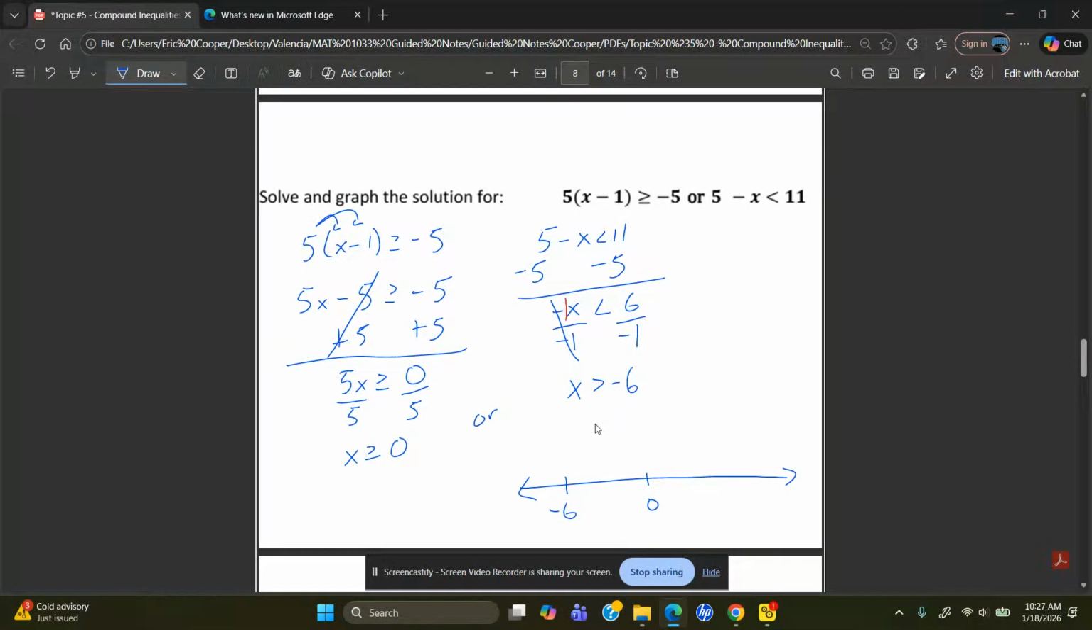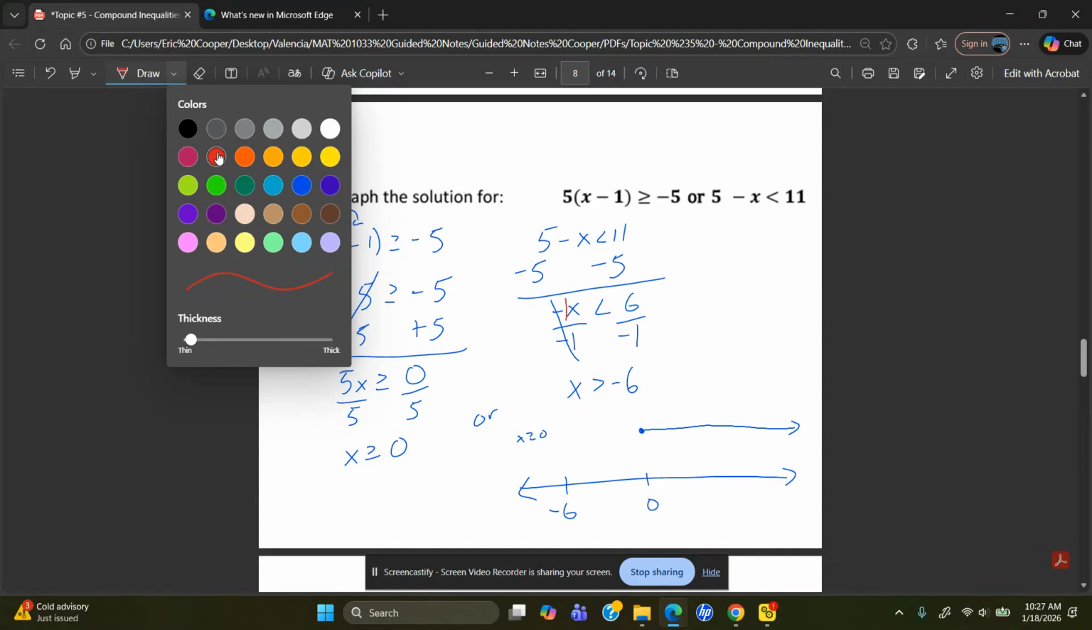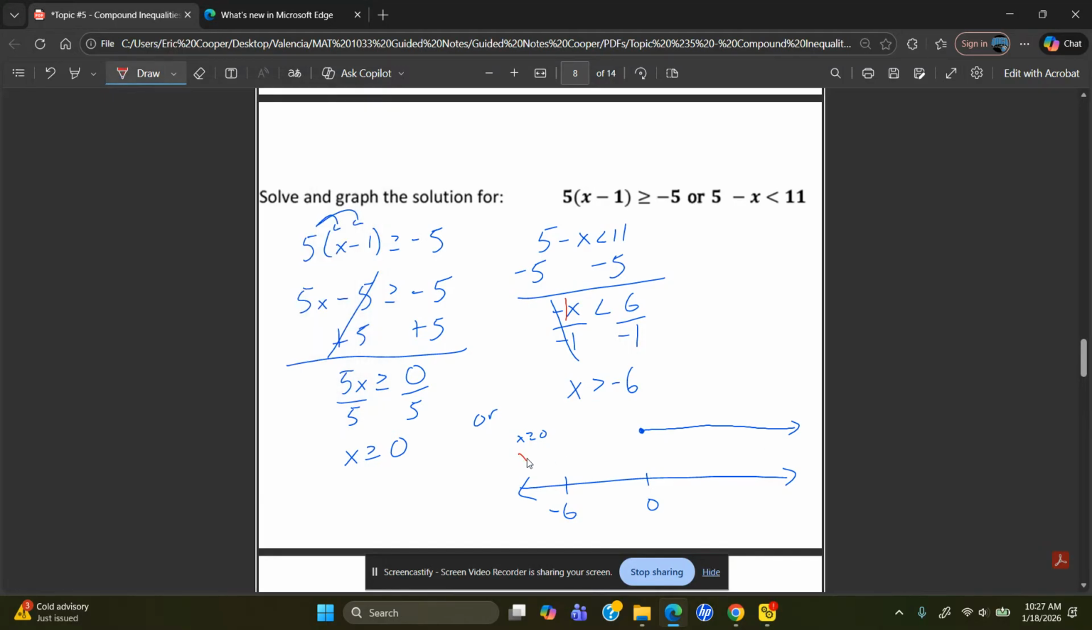Again, if we take a look at this on a number line, the first part is x has to be greater than or equal to 0. So this would be a closed dot at 0, and we would shade everything to the right. For the second part, it said x has to be greater than -6. It would be an open dot here because we wouldn't include -6. And then again, we would shade to the right. For an or, we keep anything that we graph. Anything that we graph is included on our number line.